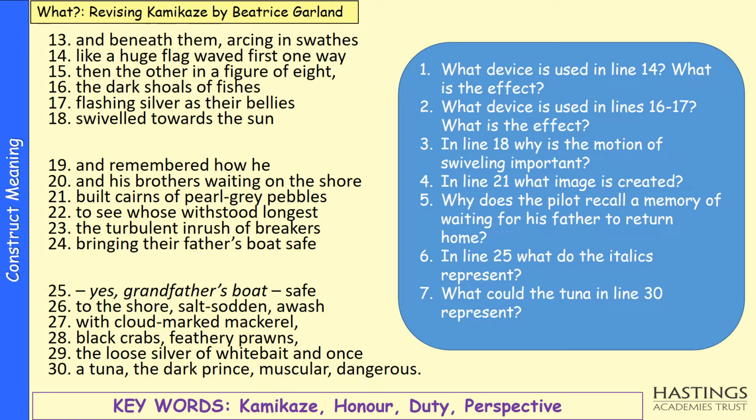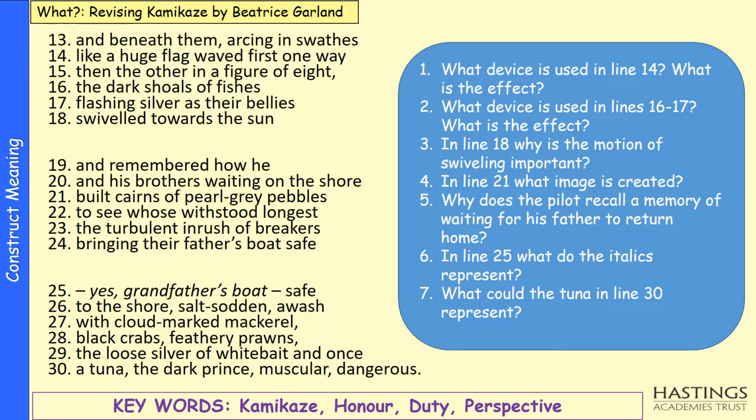Okay, moving into the next stanza, we go back to a childhood memory of the pilots. Question number 4 is, in line 21, what image is created? So he's talking about when he was younger, he would wait for his father to come back from sea, and they built cairns of pearl grey pebbles. If you remember, a cairn is sort of pebbles stacked on top of each other that could represent a grave or a memorial. So this creates an imagery of death, okay, which is quite dark imagery.